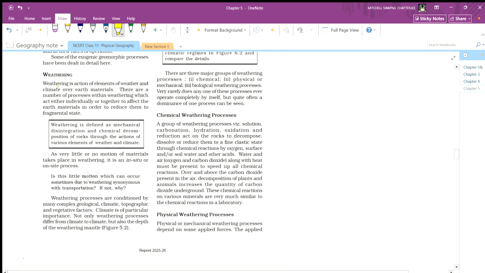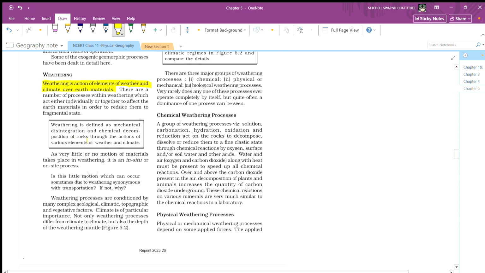Weathering is the action of elements of weather and climate over Earth material. This is the simplest answer. There are a number of processes within weathering which act either individually or altogether to affect the Earth materials in order to reduce them to a fragmental state.